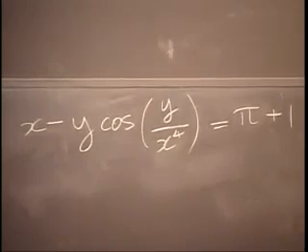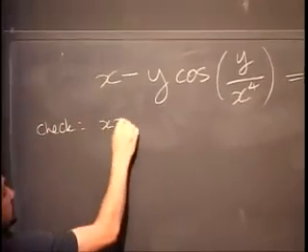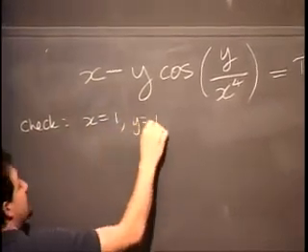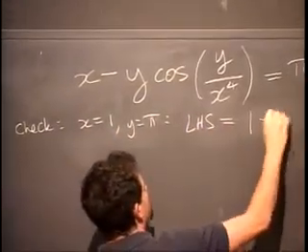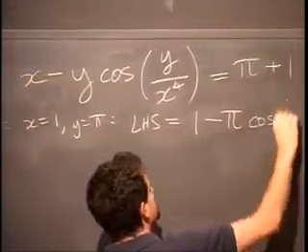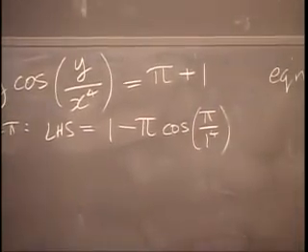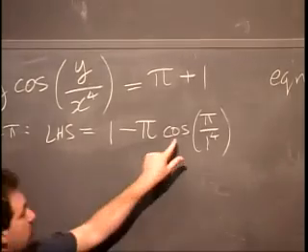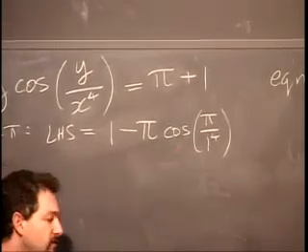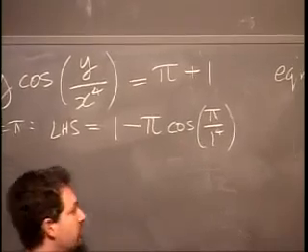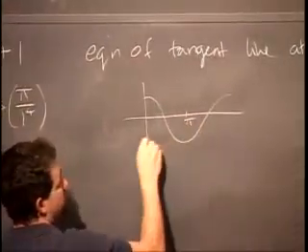Anyway, again, here's the reality check. When x equals 1 and y equals pi, the left-hand side is x minus y cosine of (y over x to the fourth). I just replaced y by pi and x by 1. This is cosine of pi. Cosine of pi is negative 1. You need to know all your cosines. Just draw a graph of cosine if you don't believe me. There it is. Cosine of pi is minus 1.